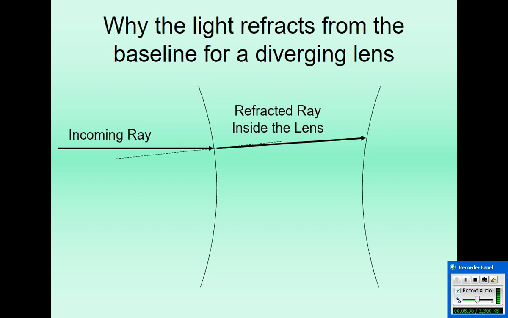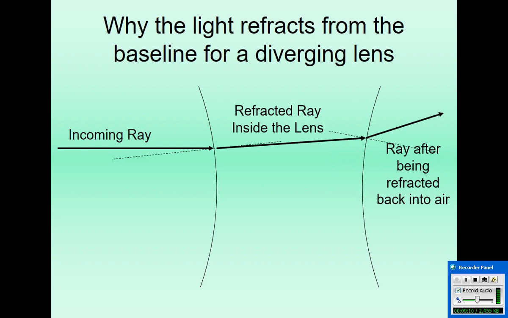Again, we need to determine the normal, but this time the ray is going to refract away from the normal. We're going from a high index of refraction to a low index of refraction. That means that the outgoing angle is larger than the incoming angle. And the net result is we see that the ray has bent away and above the horizontal. The incoming ray was horizontal. The outgoing ray is above the horizontal. It's bending away from the baseline. So that's how we know.